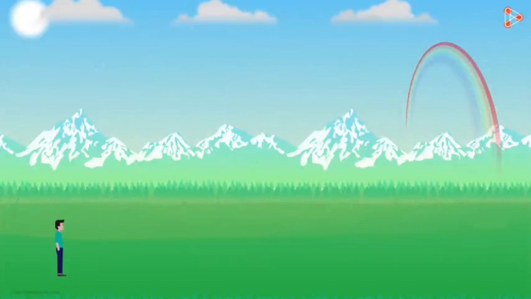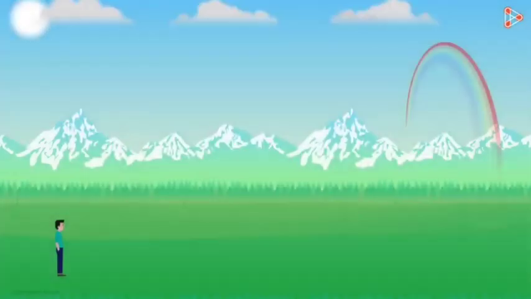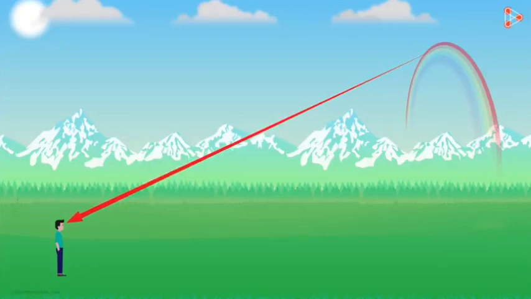Say we are only looking at the red part of the rainbow. The simple reason that we're able to see anything around us is because the light from that particular object is traveling to our eyes. Similarly, the red light from the upper part of the rainbow is traveling to our eyes, enabling us to see it. But where is this red light coming from?